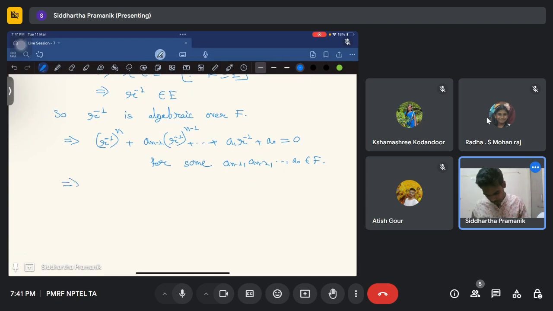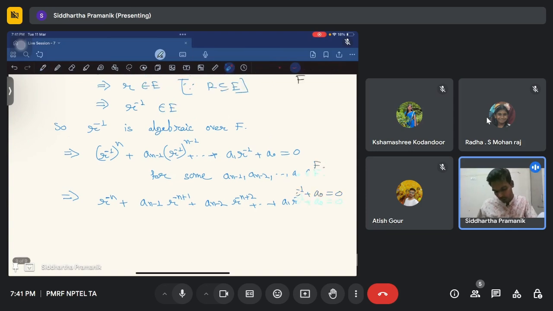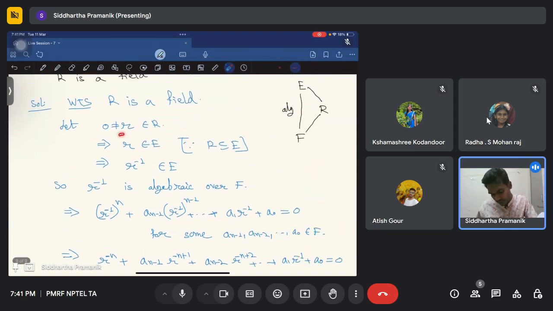So what is this? This is R^(-n) + a_(n-1) R^(-n+1) + a_(n-2) R^(-n+2) + ... + a_1 R^(-1) + a_0 = 0. So what is our goal? Our goal is to show R is invertible in capital R, right? Means we need to show R inverse belongs to R. So that is our target.